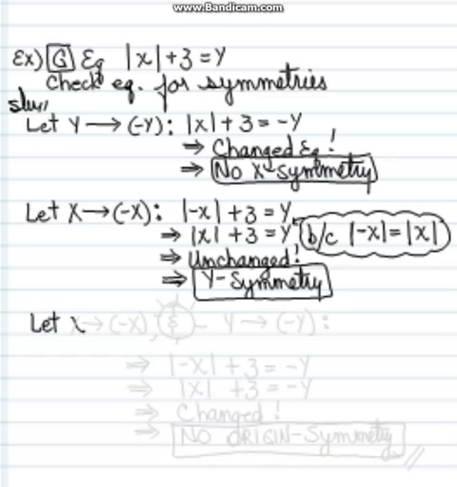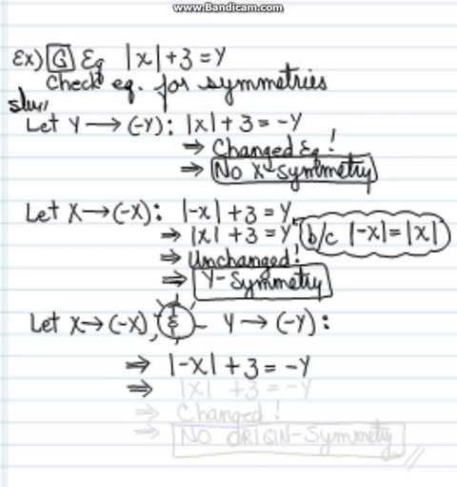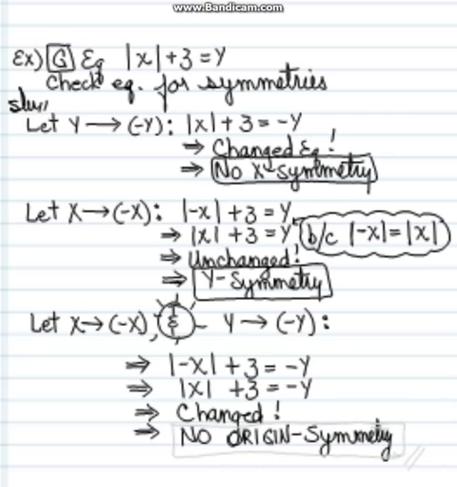And finally, let's check for origin symmetry. Replace the x with a negative x and replace the y with a negative y. That makes our equation absolute value of negative x plus 3 is equal to negative y. Now simplify that. Well, we can replace the absolute value of negative x with the absolute value of x because they have the same value. Bring down the plus 3, bring down the equal sign, bring down the negative y. But that doesn't look like the original equation. So it changed the original equation. Therefore, we have no symmetry about the origin, no origin symmetry.